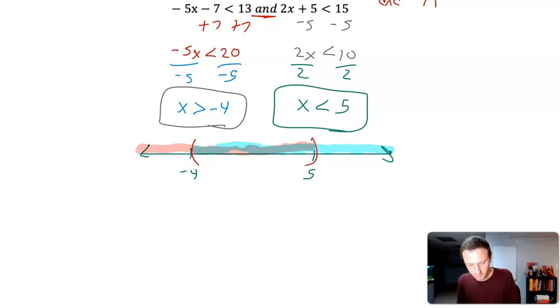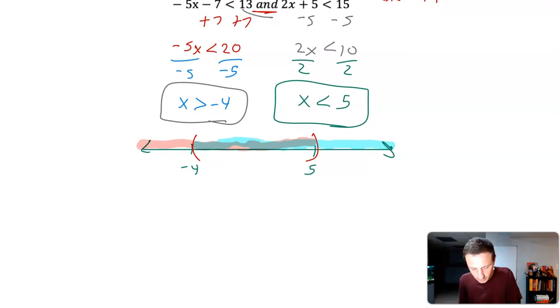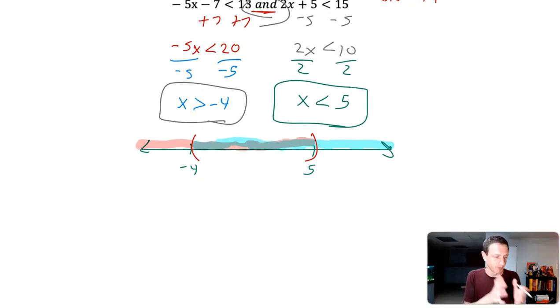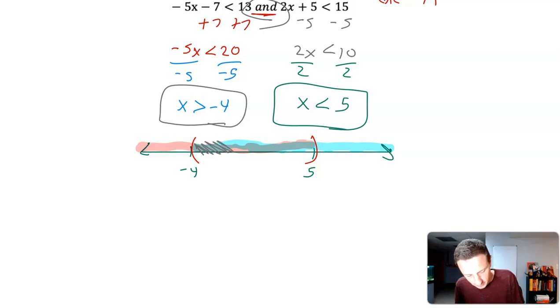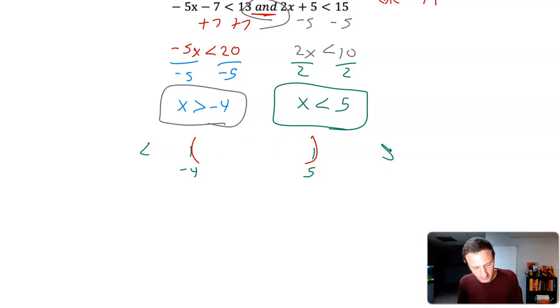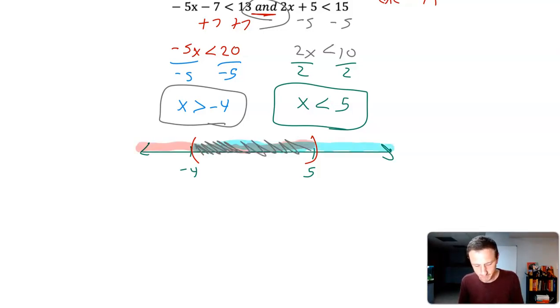So what we're wondering is, where do these two solution sets overlap? Because we have the word and. And means overlap. And means we want both things to happen. This and that. Both things. So the overlap is going to be in this zone right here. I knew that was going to happen. There it goes. All those numbers between negative 4 and 5 is going to be our solution.